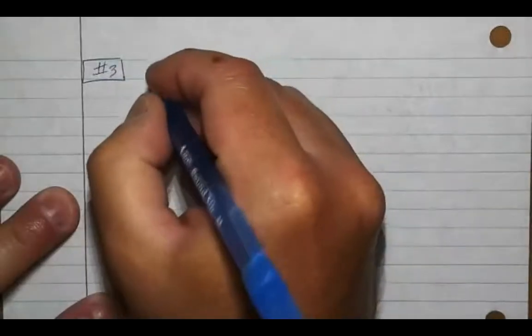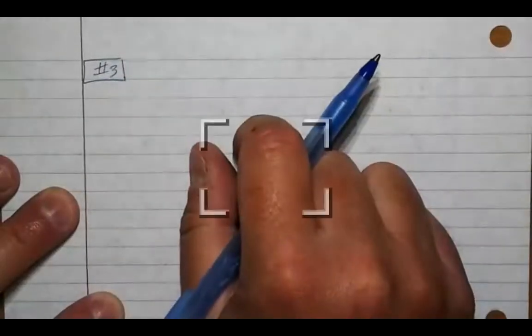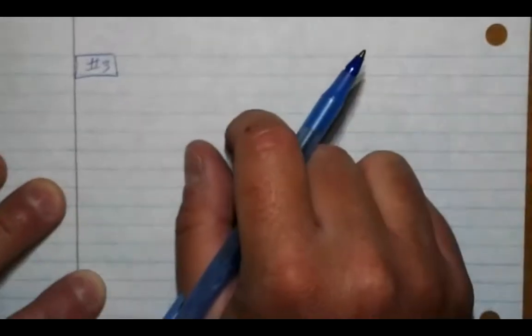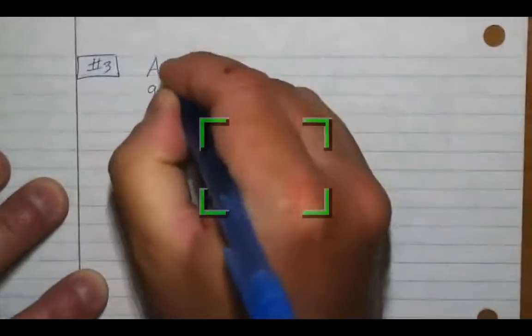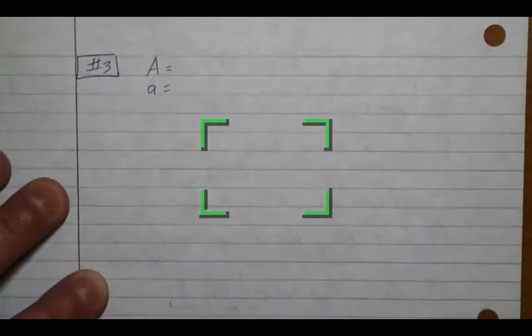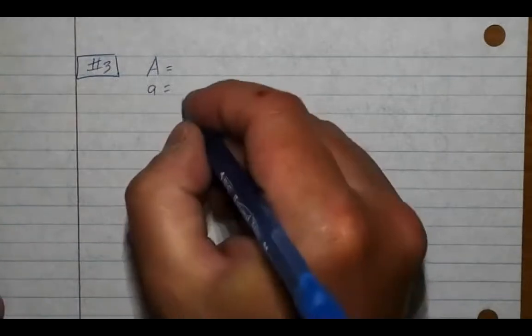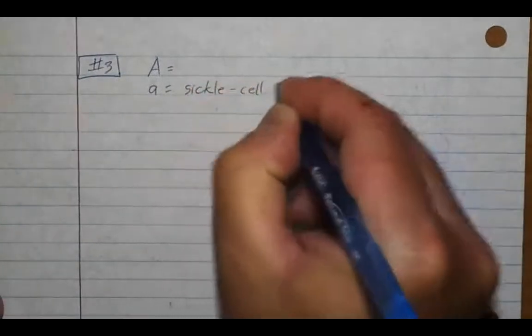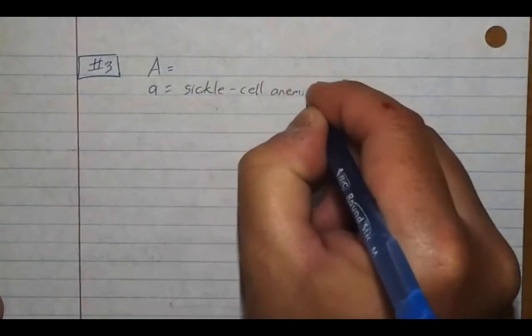Okay, so I'm going to pick some letters. Let's see, S is not a good letter, sickle cell. C is not a good letter either. Let's do A, all right, anemia. Capital A, lowercase a, all right? It said sickle cell is recessive. So which one is that going to be? That's going to be the lowercase one. So this is sickle cell anemia.